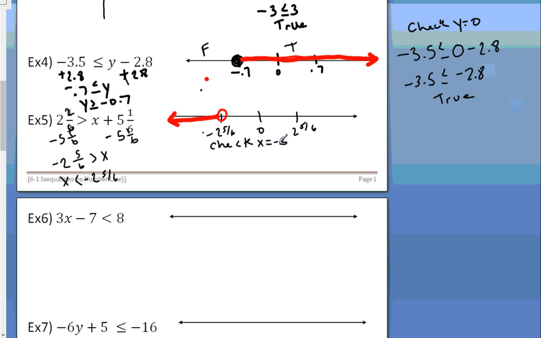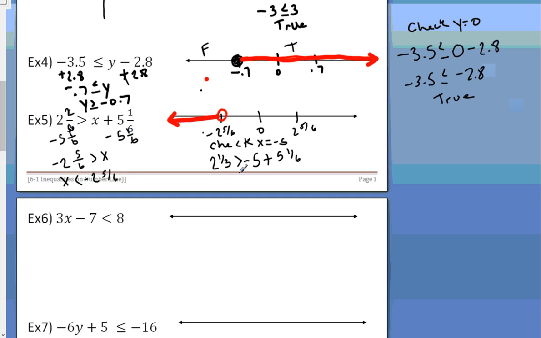Why did I pick negative 5? You can pick any number as long as it's less than negative 2 and 5/6. So let's put that in there. Go back to the original equation. We had 2 and 1/3 is greater than negative 5 plus 5 and 1/6.